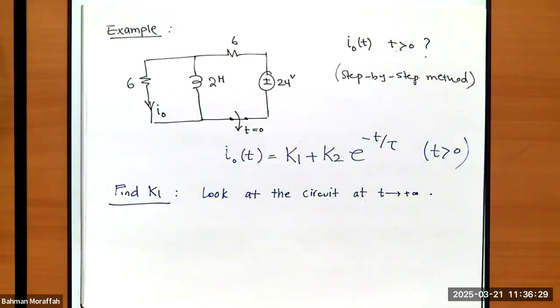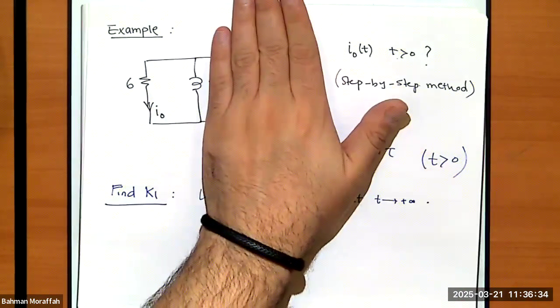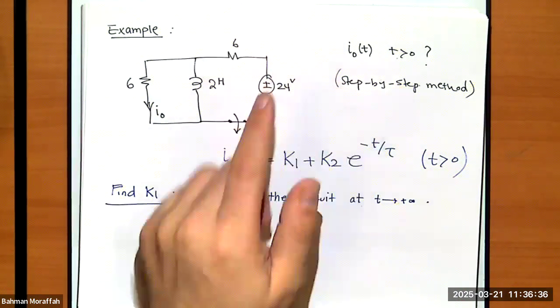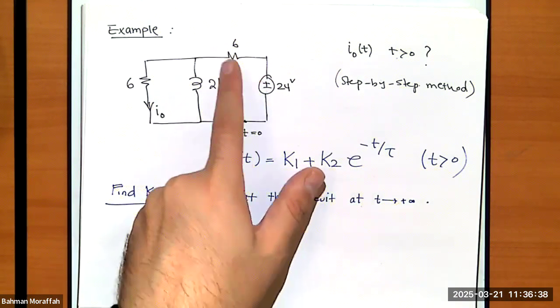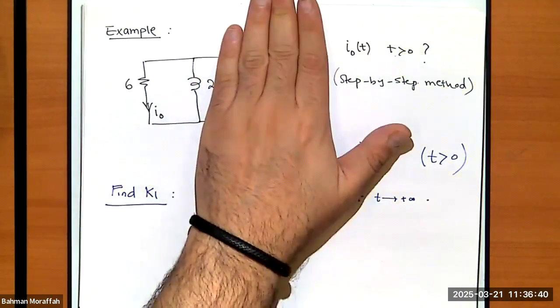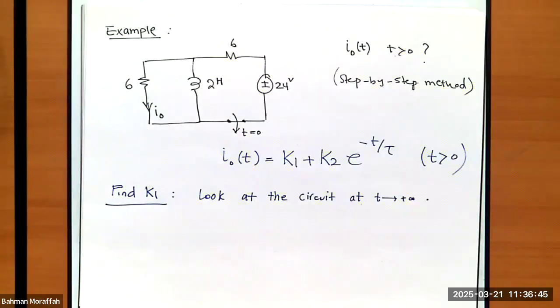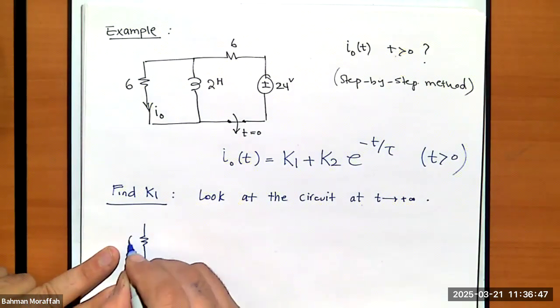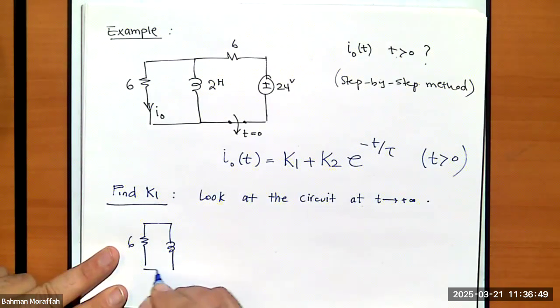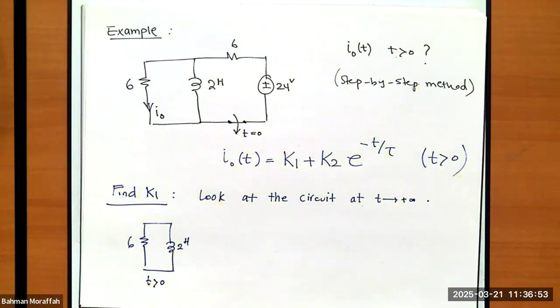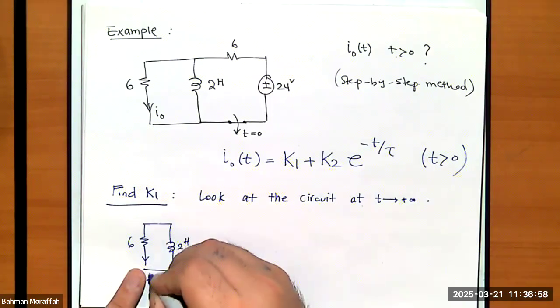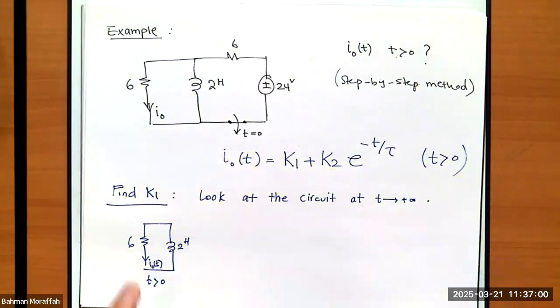Right? What happens if the switch is open? What it means is that this portion of the circuit is completely gone, because this is open. So there's no current flowing through here. So this portion of the circuit is gone, and this is my circuit for all times that are greater than 0. And current through this is I naught of t.